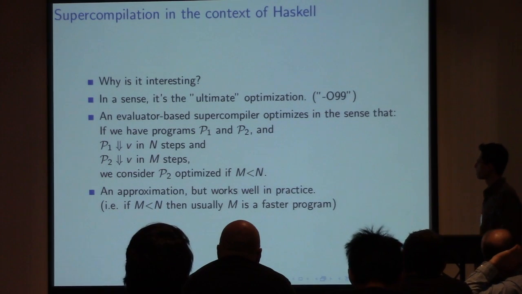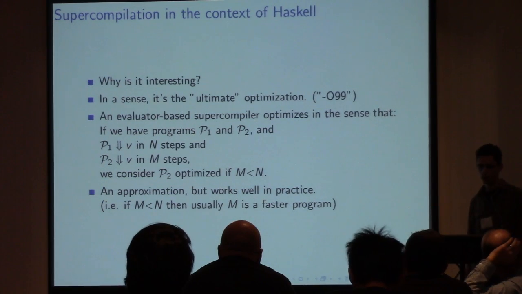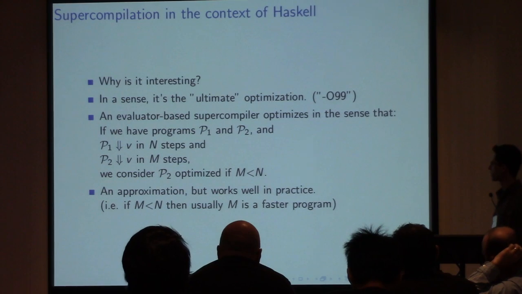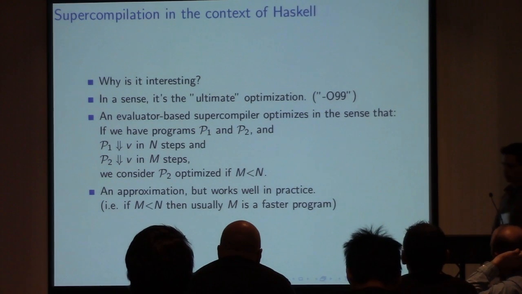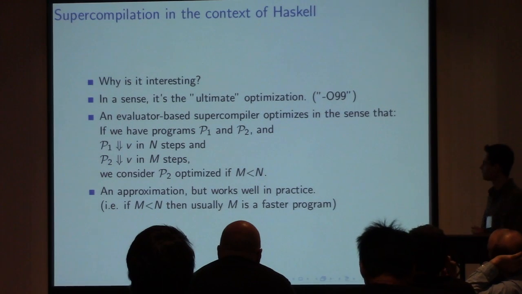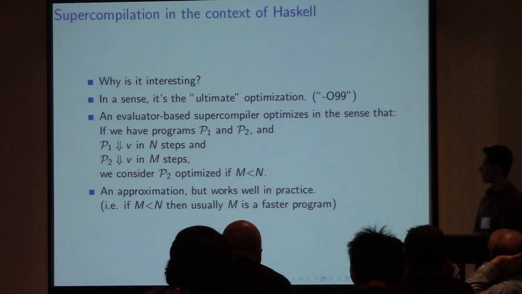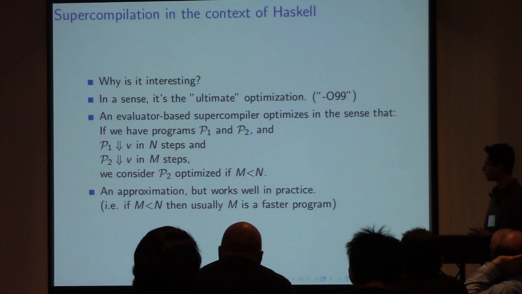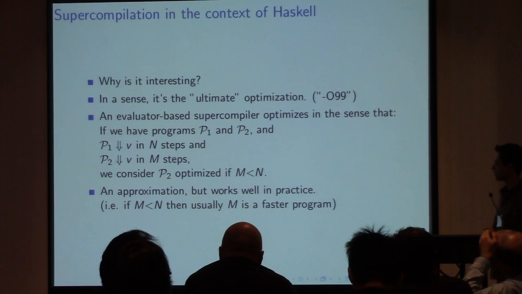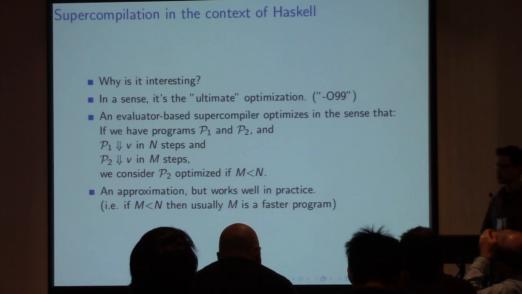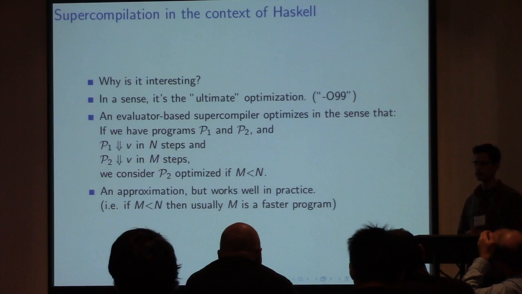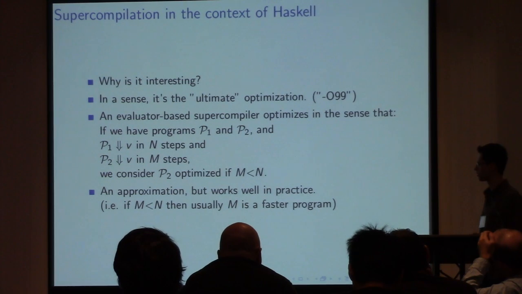So why is it interesting? Because in a sense, it is the ultimate optimization. It's a whole program optimization. An evaluator-based supercompiler optimizes in the sense that, let's say I have P1 and P2, and they are semantically the same programs, except that P2 evaluates in fewer steps, and by steps I mean operational semantic steps here. Then we consider P2 optimized. This is an approximation but works well in practice. Most of the time, P2 runs much faster at runtime. It is an approximation because it's very unlikely that all of the rules in our operational semantics have the same costs.